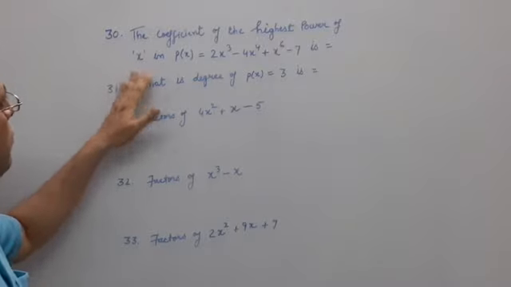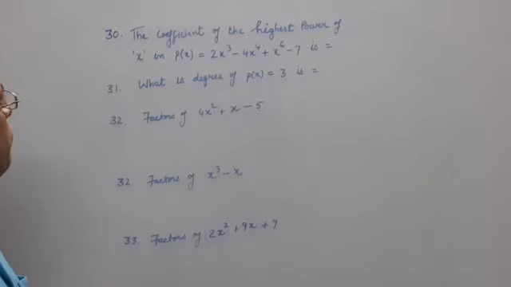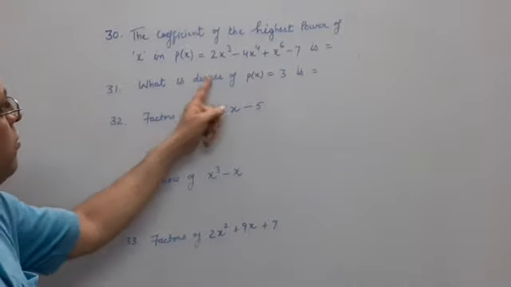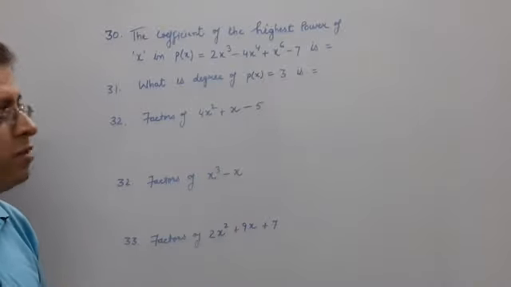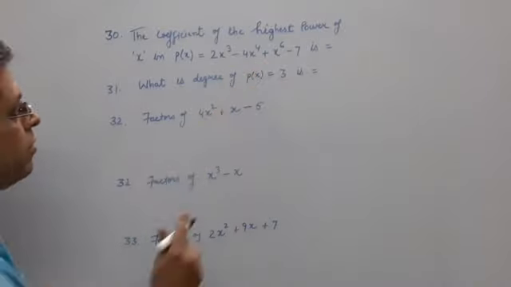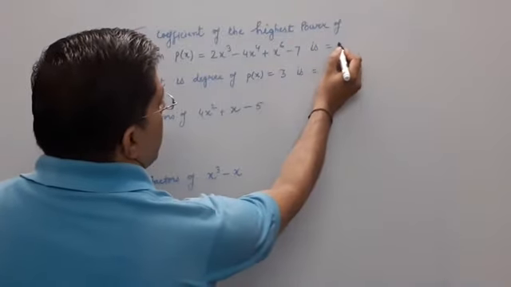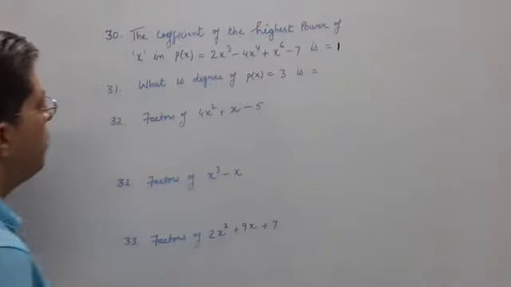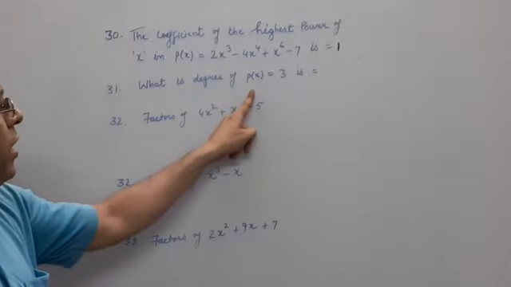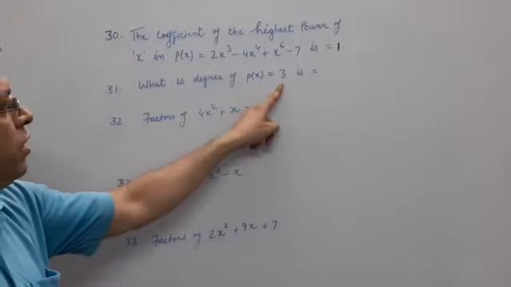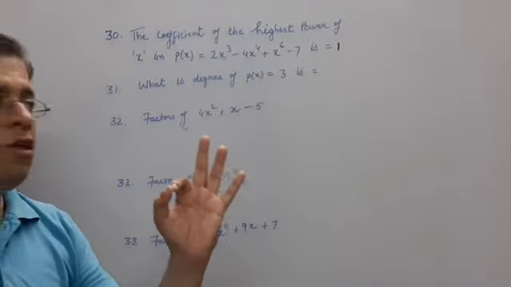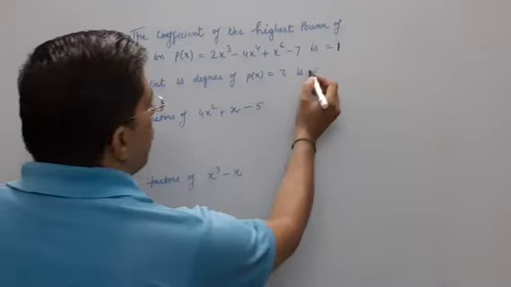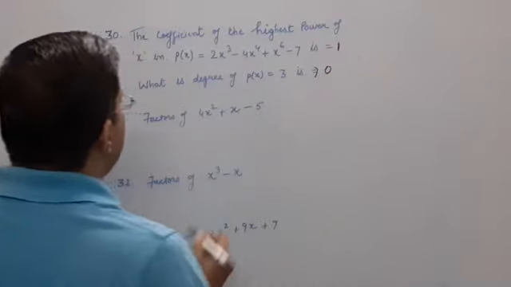Yes, the question is the coefficient of the highest power of x in p(x). What is the highest power? See here, the highest power is 6. What is the coefficient of x power 6? Here it is 1. Okay. What is the degree of p(x)? That p(x) is what? It is 3. What is the degree of 3? It is 0. The degree of 3 is 0 because the degree of any constant is always 0.